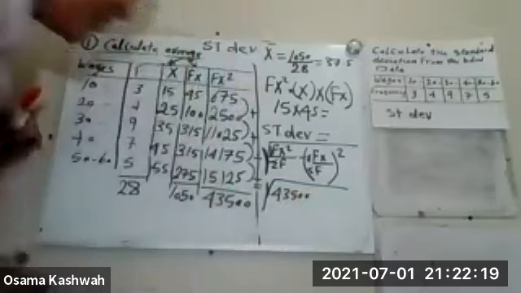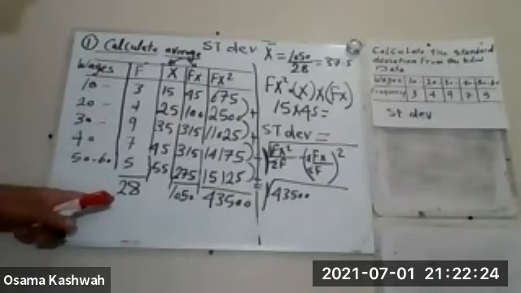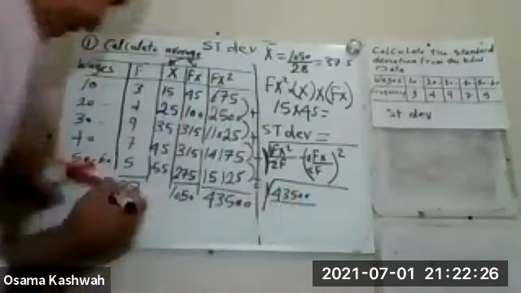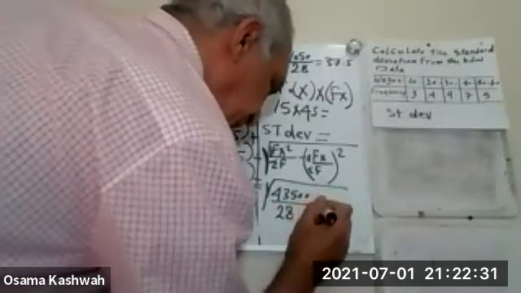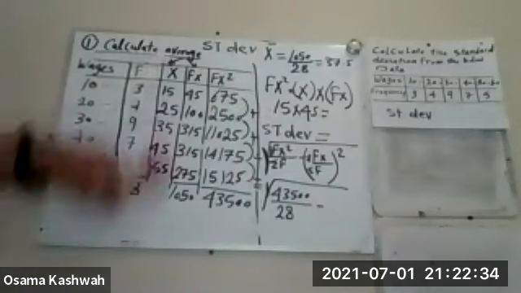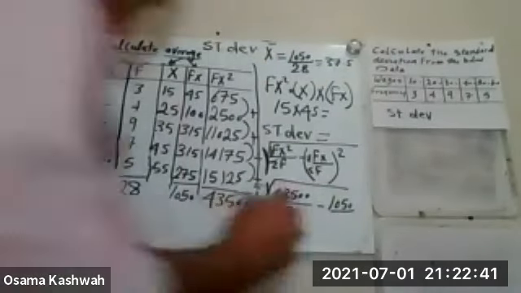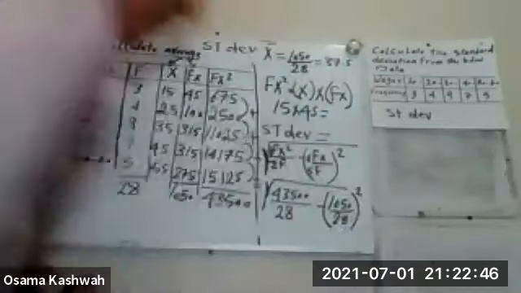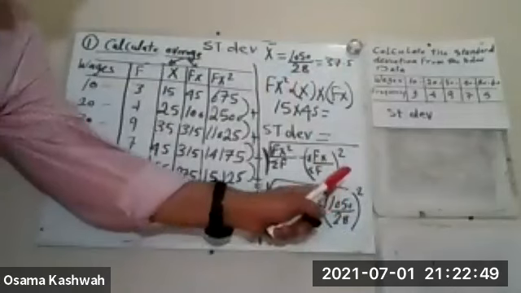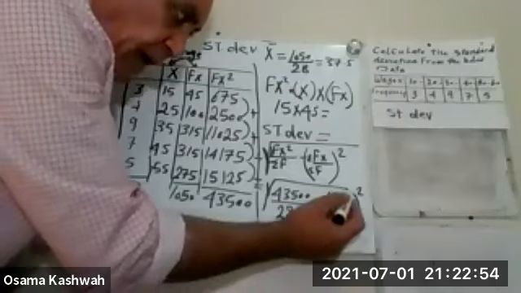43,500 divided by the frequency. The summation of the frequency, the sum of the frequencies, is 28, minus summation fx, which is 1050, divided by summation f, which is 28. But wait a minute, the second part is all squared. The second part is power 2: 1050 divided by 28, power 2.